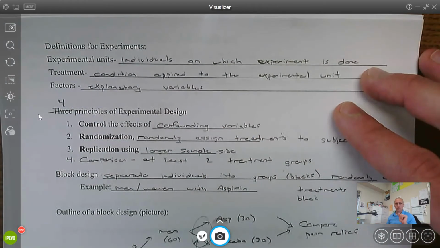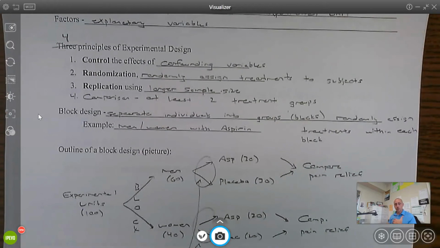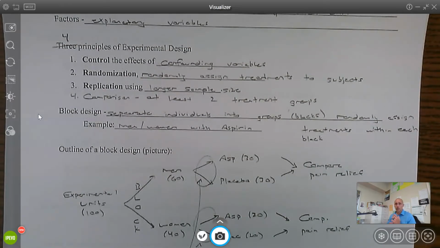So there's 4 principles of experimental design. Control. Why? You want to control the confounding variables to make sure the only difference between your treatment groups is whatever you're testing, that factor. Randomization, we use random assignment. Replication, so we can have a larger sample size within each treatment group. And comparison, we have to have at least 2 treatment groups.